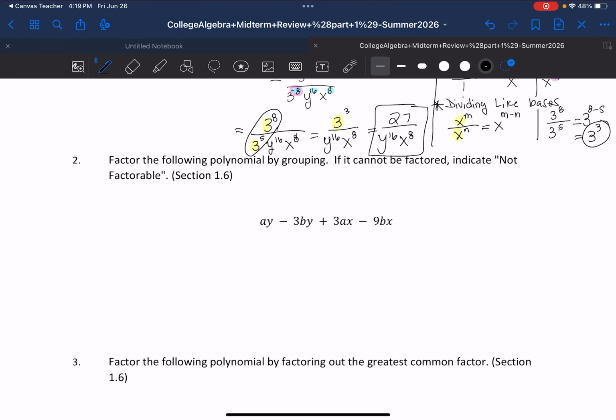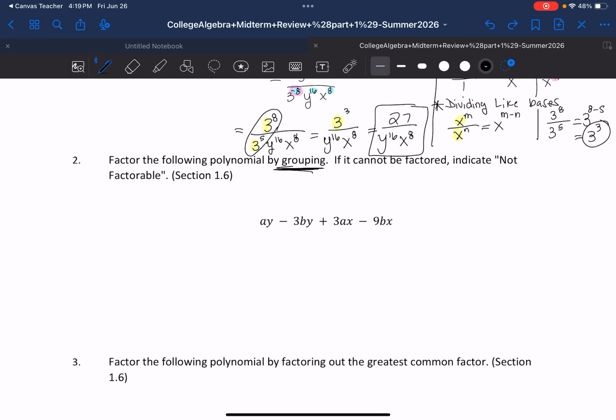But there are many ways to factor, and it really depends on the form of the expression that you're given to factor. So number 2 says factor the following polynomial by grouping. So at least it is telling me which technique to use. And if it cannot be factored, you can click that it's not factorable. Okay, now first thing I want to say is this is just an expression. There's no equal sign. So I'm not trying to solve for anything. I'm just trying to factor it.